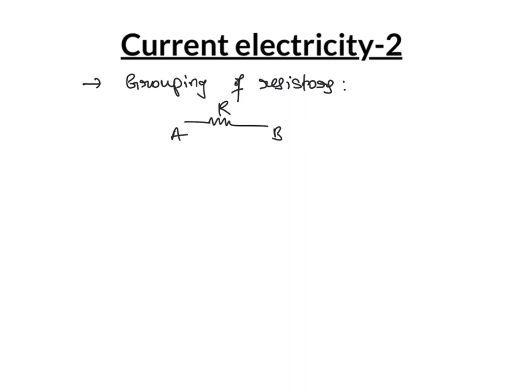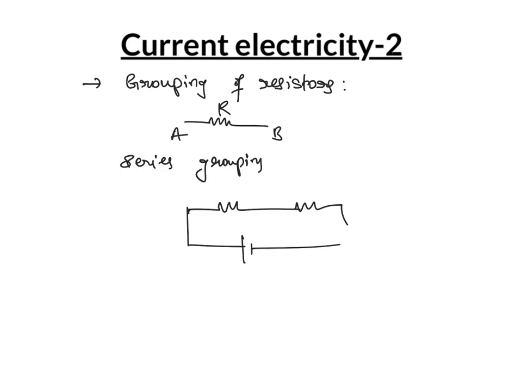Here we have two types of grouping. The first one is series grouping, which we have studied. In series grouping, this is a back-to-back connection of resistors. Suppose we have applied some potential difference V, and this is R1 and this is R2. At that time we say that R equivalent must be equal to R1 plus R2.